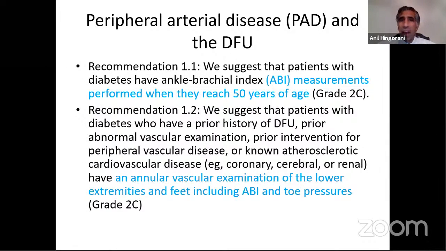We suggested for evaluation for PAD that patients who have diabetes after the age of 50 have a routine ABI to be screened for peripheral arterial disease. All comers, with or without wounds, with or without a history of PAD. We also suggested that patients who have a prior history of diabetic foot ulcers, an abnormal vascular exam, prior interventions for peripheral arterial disease, or known atherosclerotic risk factors have an annual vascular exam, including ABIs and toe pressures.